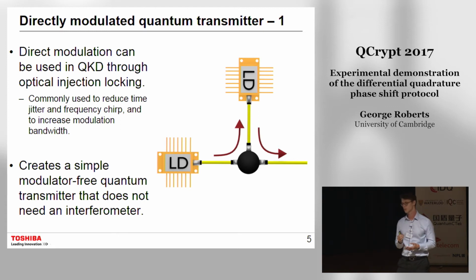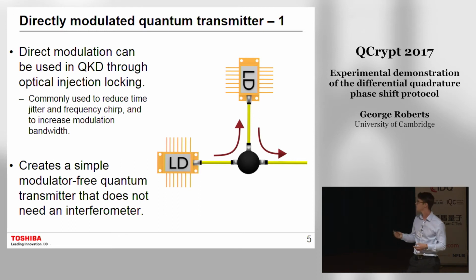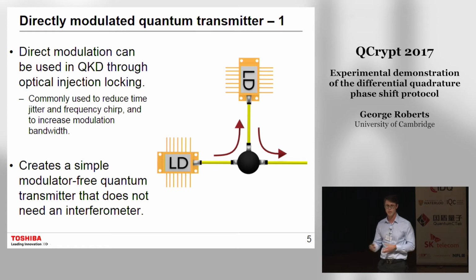Commonly, this is used in classical communication. If you have a gain-switched laser diode, it's going to have quite a high jitter, high frequency chirp, and the modulation bandwidth won't be great. But optical injection locking can be used to ameliorate all of these properties. So you can get a reduced time jitter, reduced frequency chirp, and a better modulation bandwidth. The property that we specifically use is the phase inheritance.